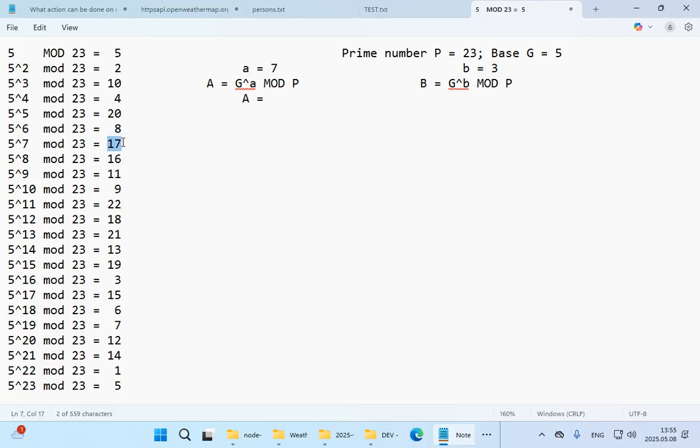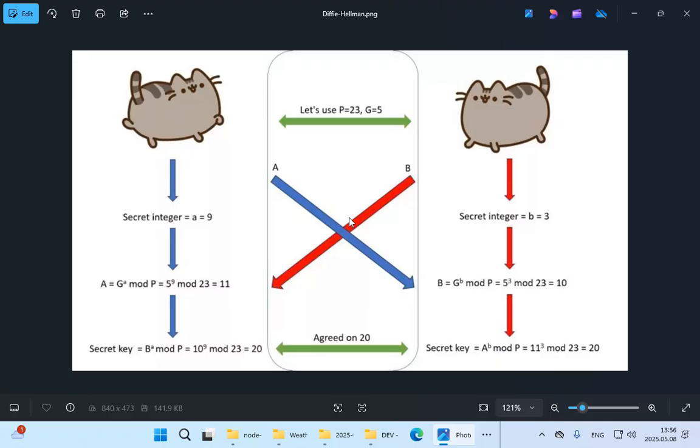17. Yeah. What will be B? 7 to the power of 3 is 10. 10. Yeah? Okay. And now look what we do. We exchange those numbers, and then we have the secret key. The secret key is the number we receive to the power of our secret integer, mod p.